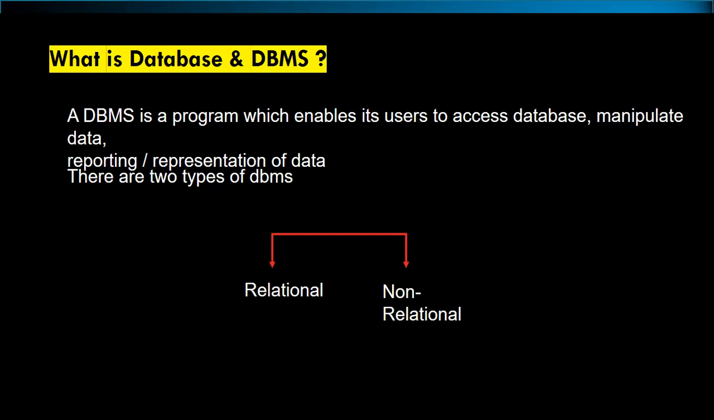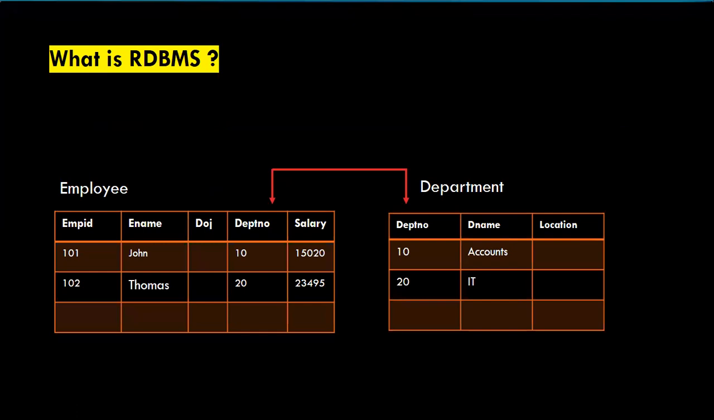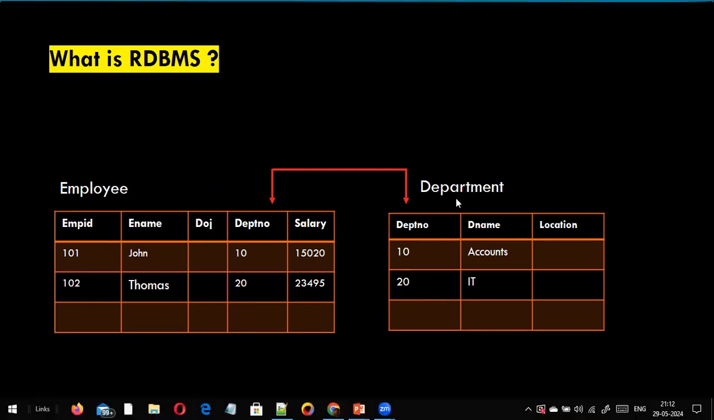But now the question is, what is a relational database management system? It is called RDBMS, which stands for Relational Database Management System. Why is it called relational? In a relational database system, the tables are linked with one another. For example, the employee table and the department table. Here both tables are linked.